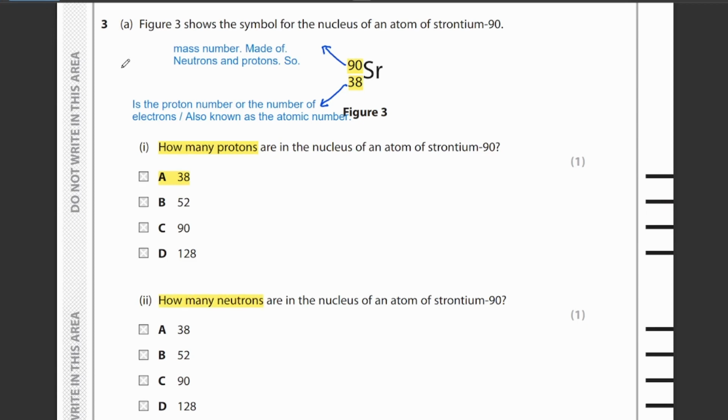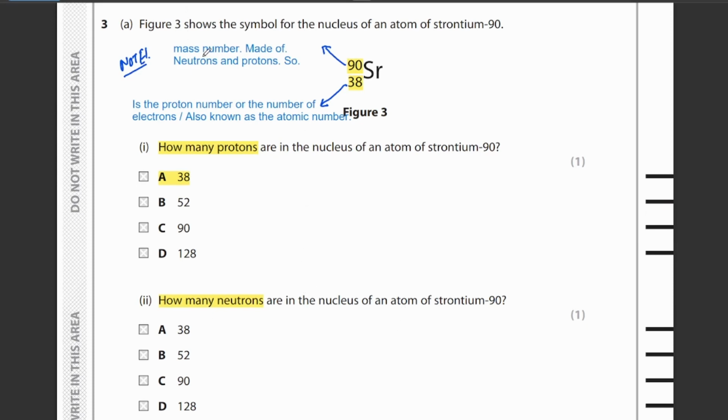The next question: how many neutrons are in the nucleus of an atom of strontium? In your test paper, if you have it, you would make a note of this. This is good revision. Remember, proton number and atomic structure come up in chemistry as well. So going back to question 3.2, how many neutrons are there in the nucleus?